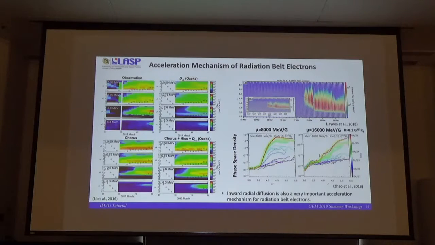However, as we go to even higher energies, 16,000 MeV per G electrons, which corresponds to 7 MeV at the center of the outer belt, we can see, as the Van Allen Probes measurements show, the phase space density radial gradient is almost always positive during this small to moderate storm. This suggests that in this outer radiation belt region, the inward radial diffusion is actually the main acceleration mechanism for such very high energy electrons.